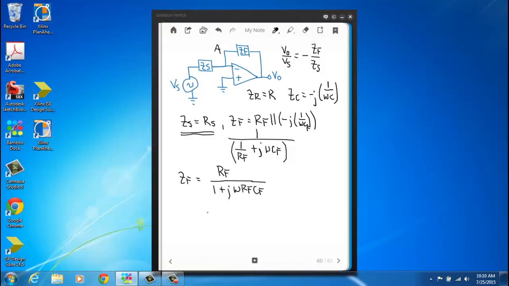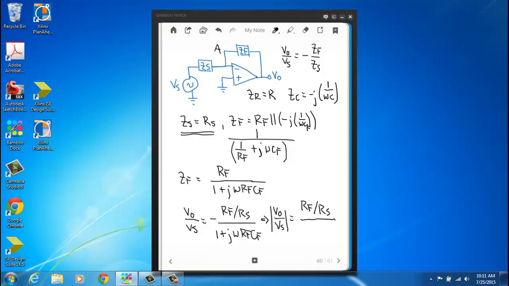Cf. Okay, and now Vout over Vs is just going to be minus Rf divided by Rs, and then divided by the same denominator, 1 plus j omega Rf Cf. And now, if we take the magnitude, okay, magnitude of a quotient is just the magnitude of the numerator divided by the magnitude of the denominator. So magnitude of minus Rf over Rs is just Rf divided by Rs.